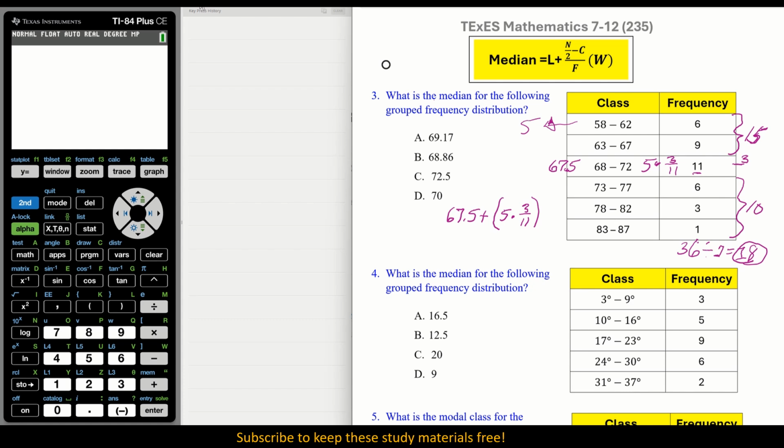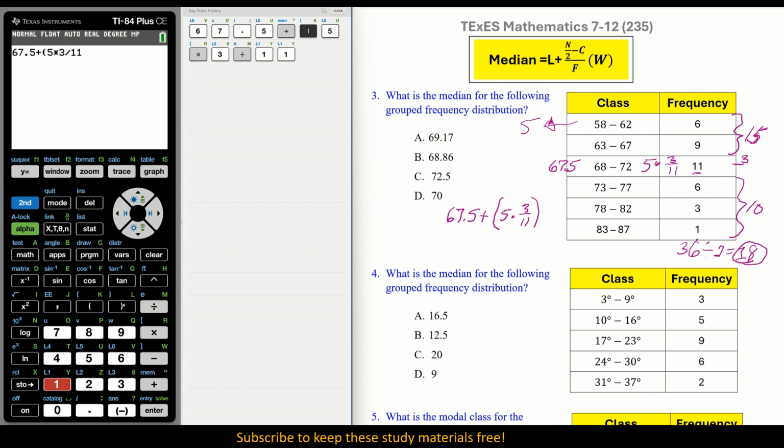Great, now I'm going to go put this in the calculator. 67.5 plus, and order of operations, I do actually put that in parentheses, but just make sure when you're putting this in, however you choose, watch your order of operations. And then 3 divided by your 11, close your parentheses, and we have the correct value.